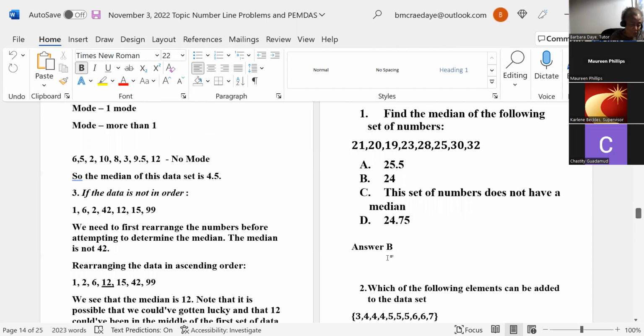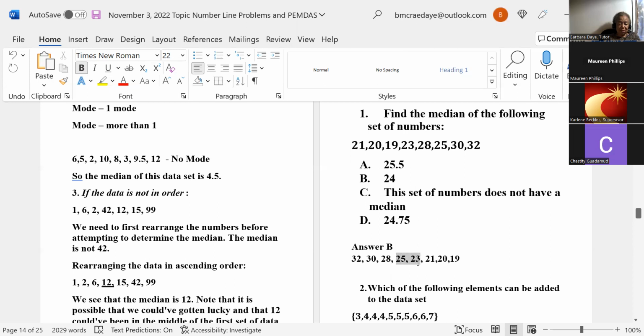You had 32, 30, 28, 25, 25, 23, 21, 21, 20, 20, and 19, in decreasing order. And it's 8 numbers, so 2 are in the middle, and that would be 25 and 23. Okay, there are the 2 middle numbers.